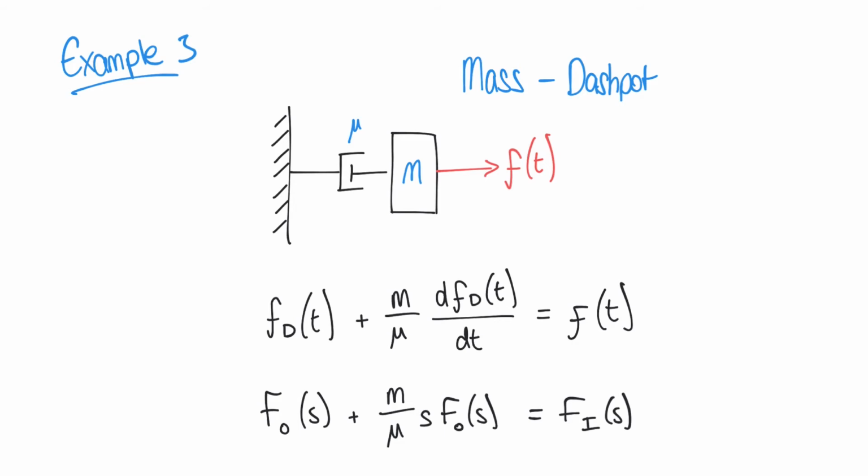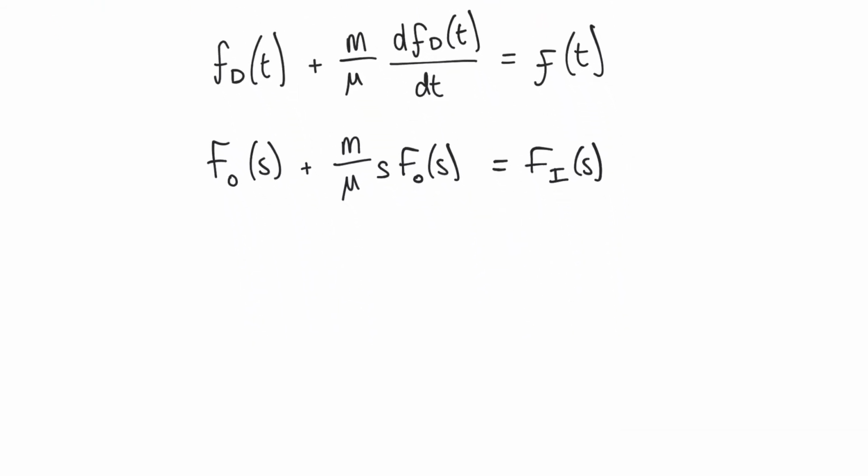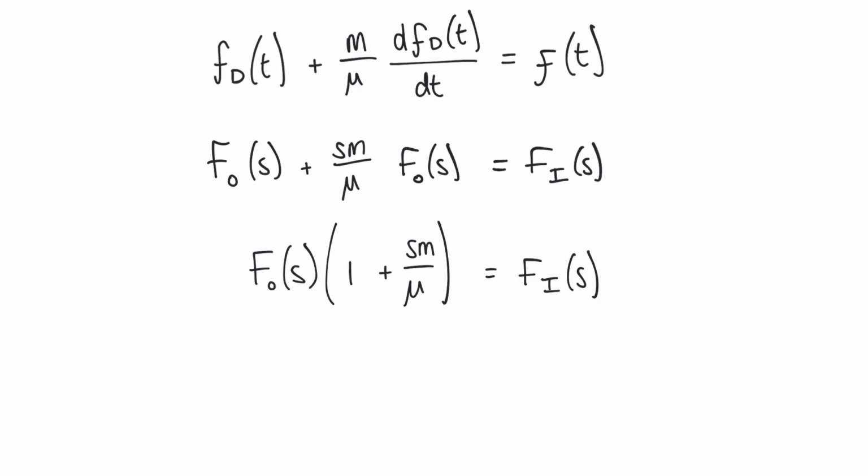And again, we can simplify this slightly. I'll just take that S and make it part of this fraction here, and that's going to help us to factorize in a similar manner. We're going to take FO, the output force, and take that out as a common factor and leave this bracket 1 plus Sm over mu, and that's equal to the input.